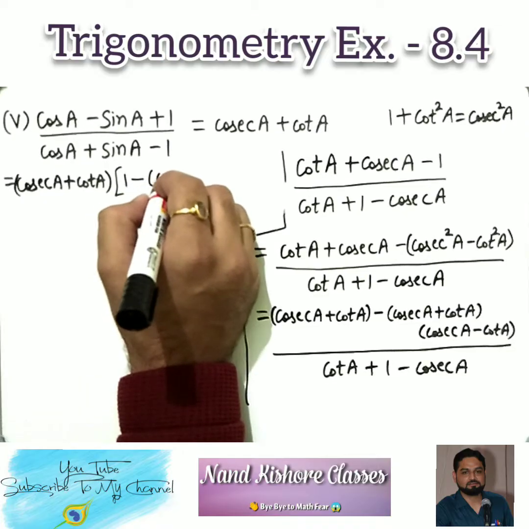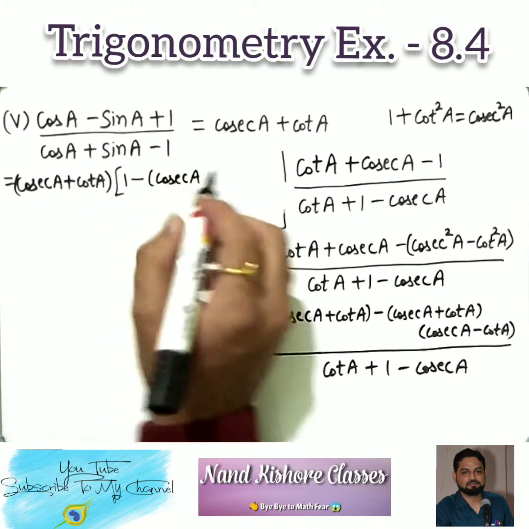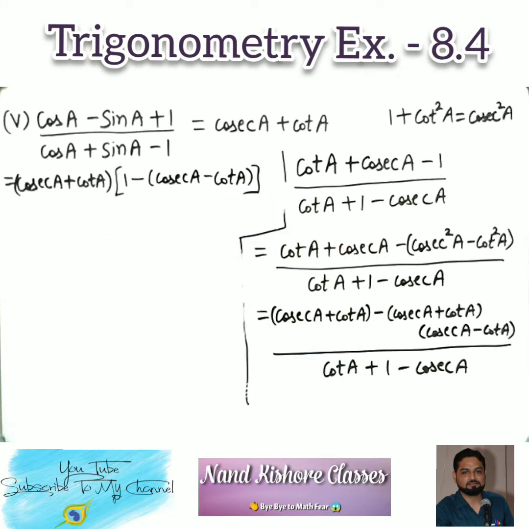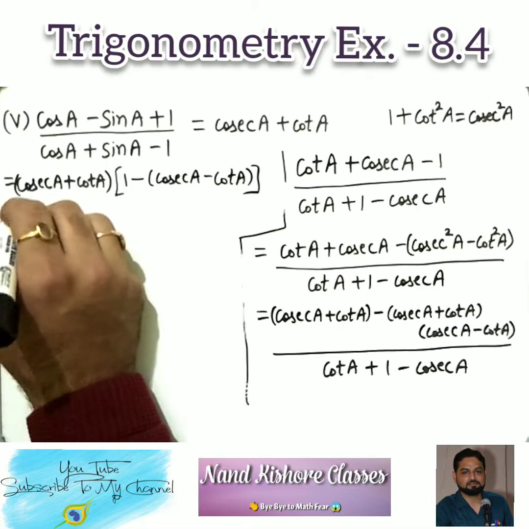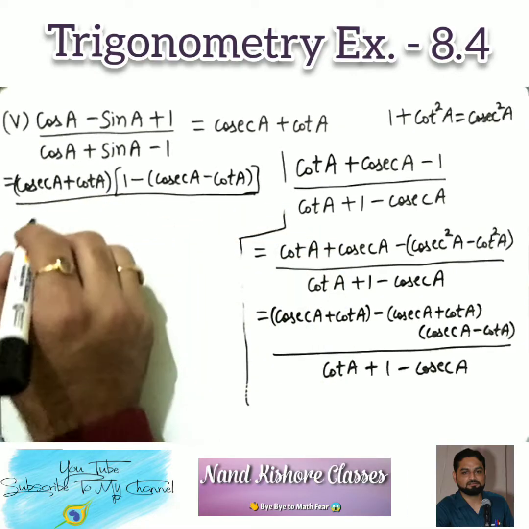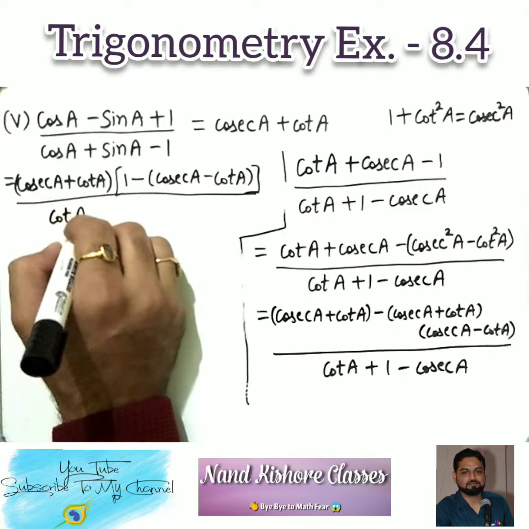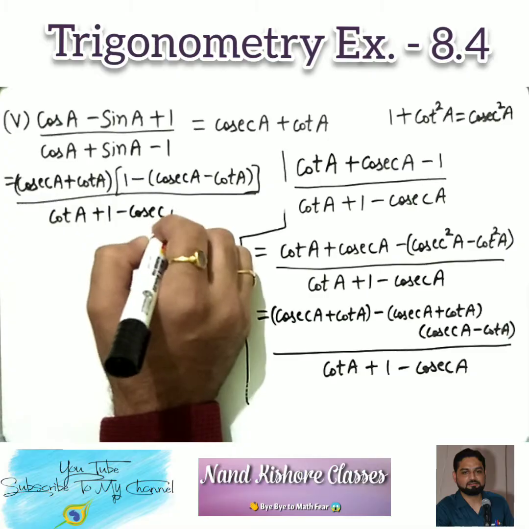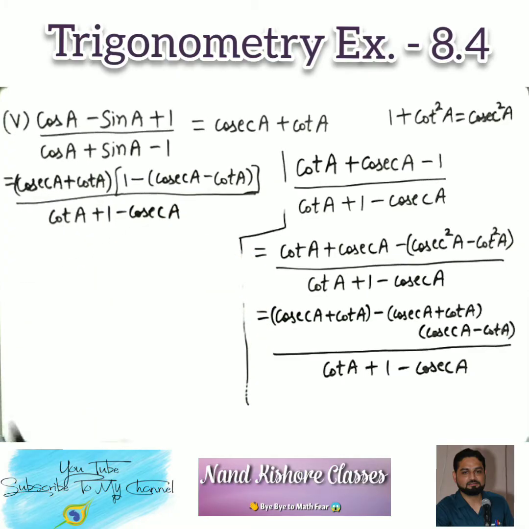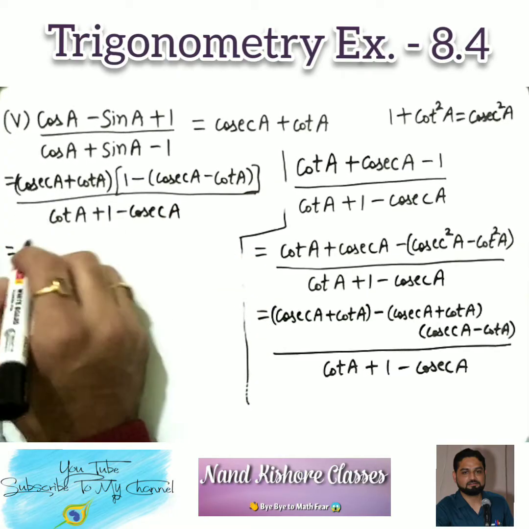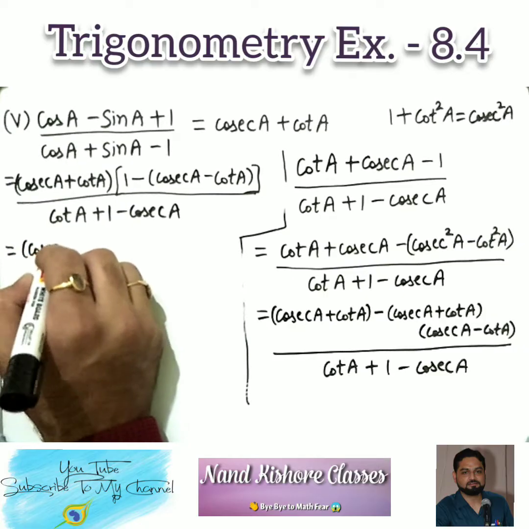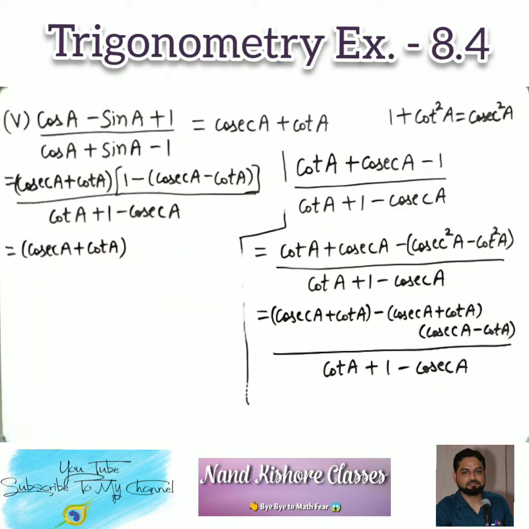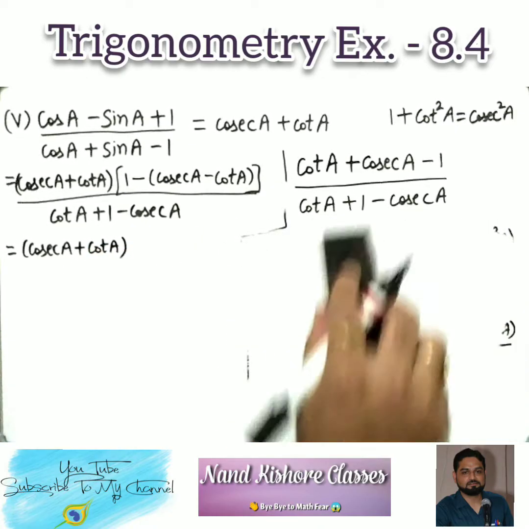So I'm going to write this cosecant A minus cot A. Right, so this is what my numerator has become, and in the denominator there is no change: cot A plus 1 minus cosecant A as it is. See, now we have almost reached our answer. This bracket as it is, cosecant A plus cotangent A. Right, so I'm going to clean the whole board now.